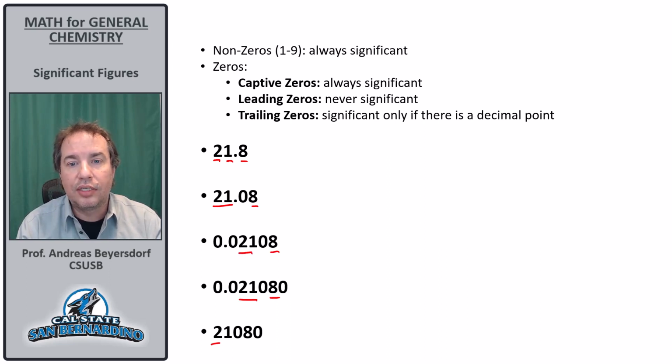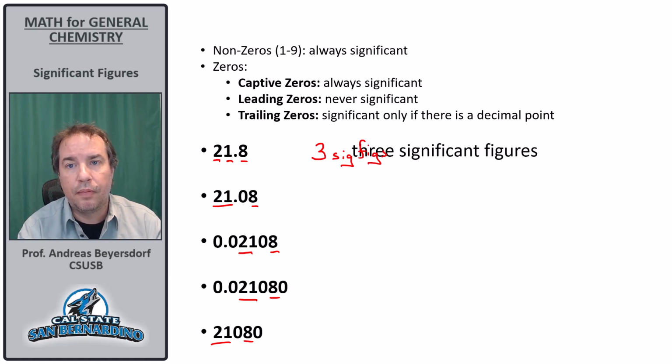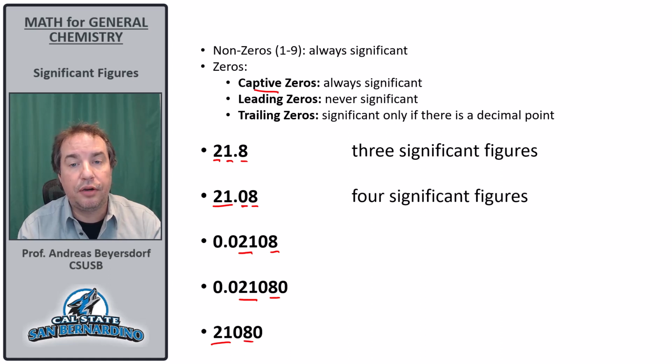All of these have the same non-zeros, 2, 1, and 8. All of these are significant because they're non-zero. So seeing that this first number only has non-zeros, that means there are 3 significant figures. The next one, well, the 2, the 1, and the 8 are significant, so that's 3. But this 0, notice this is a captive 0. It's between 2 non-zeros. So that means it is also significant. Right? Captive zeros are always significant. So that means we have 4 significant figures here.